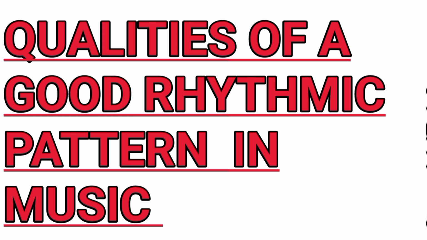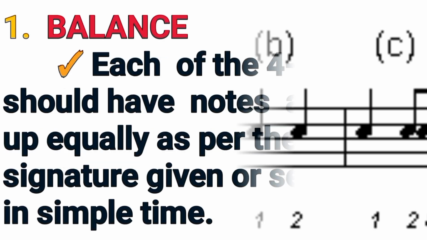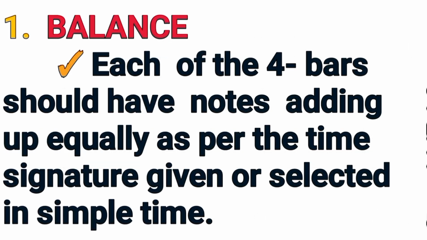The first quality is balancedness. A good rhythmic pattern should be balanced. When we talk about this quality, we mean that each of the 4 bars should have notes adding up equally as per the time signature given or selected in simple time. Remember, we are working with a 4-bar rhythmic pattern. So in each bar, you make sure that we have an equal number of notes as indicated under the time signature.